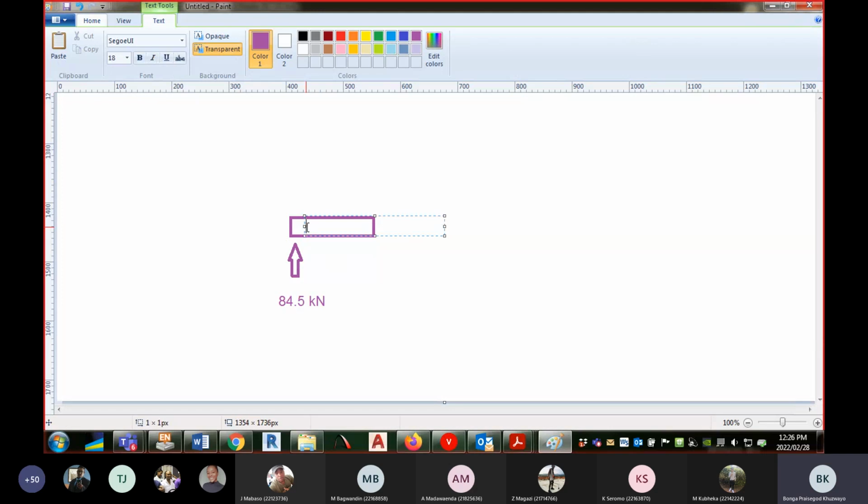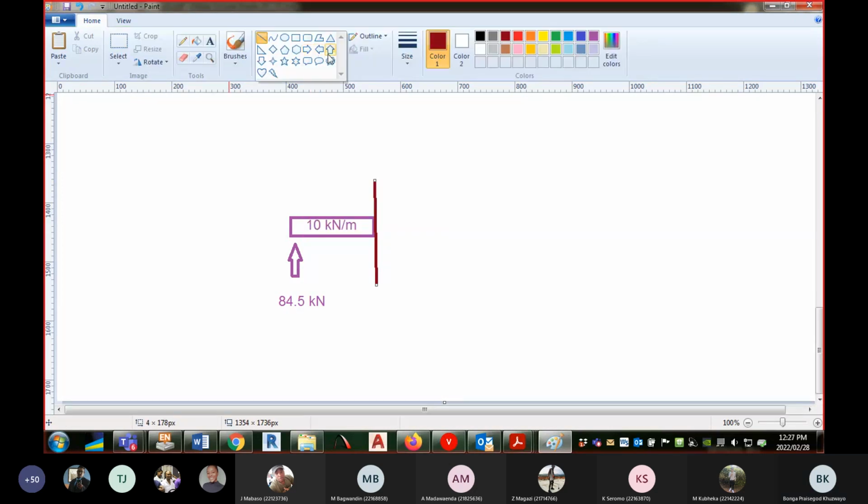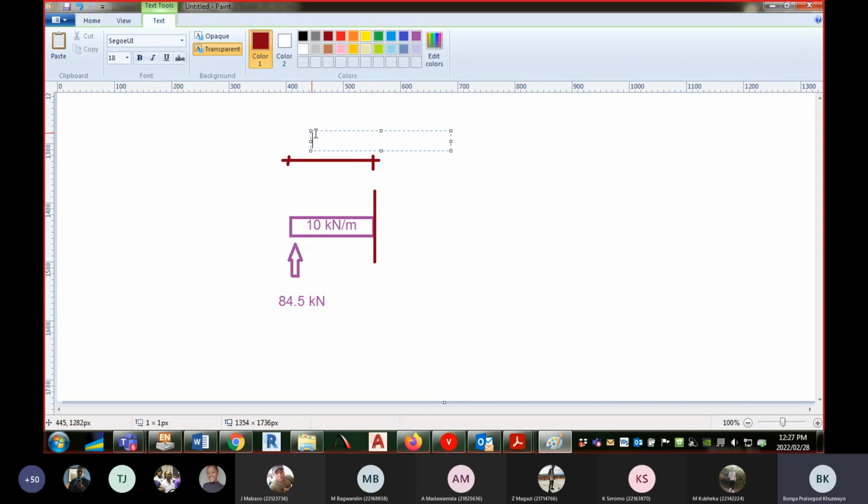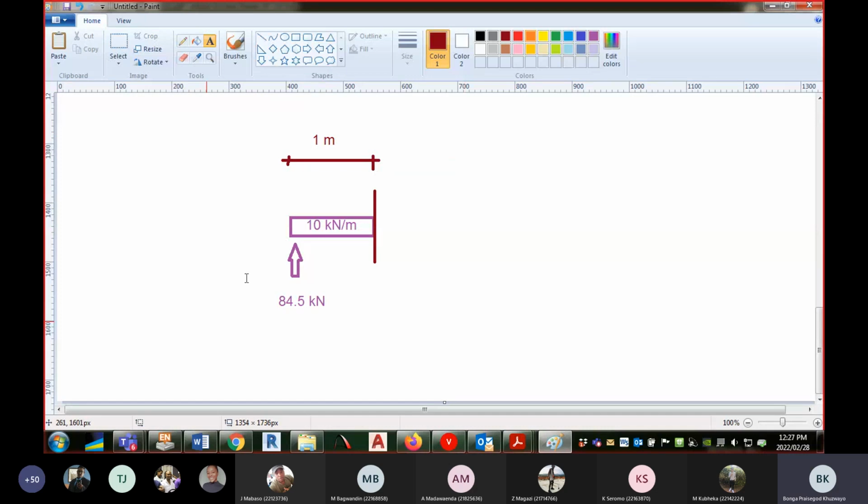This distance, there is a line with 2 arrows here. Sorry, that's where we're cutting this section. And I'm saying to you that distance there is 1 meter. So this is your free body diagram.